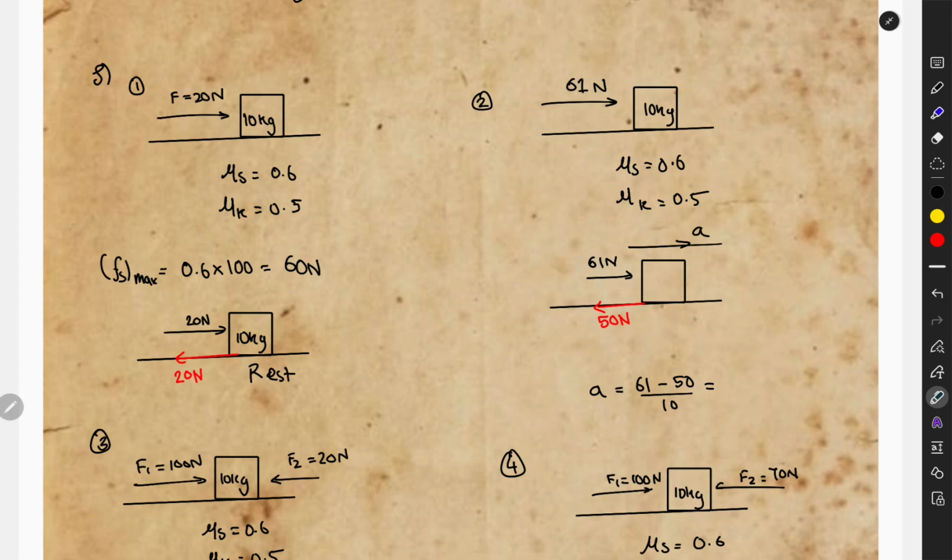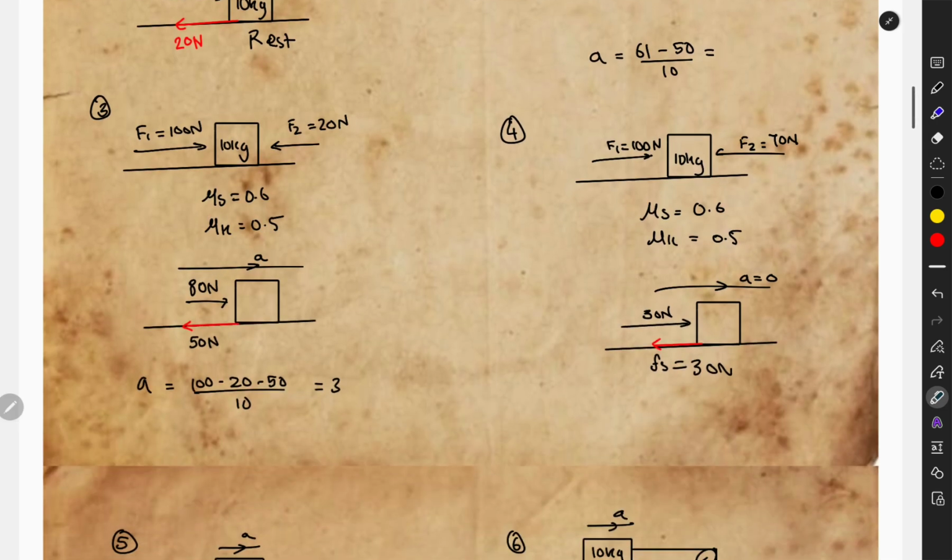So simply for the acceleration, F is equal to ma. We found that F net is equal to 11, which is 10 multiplied by acceleration. So 11 by 10 will be the acceleration.